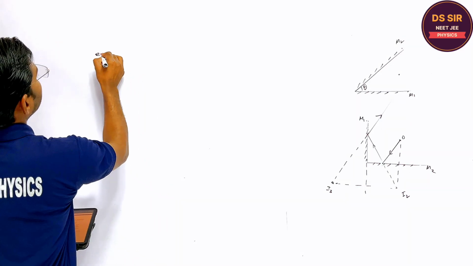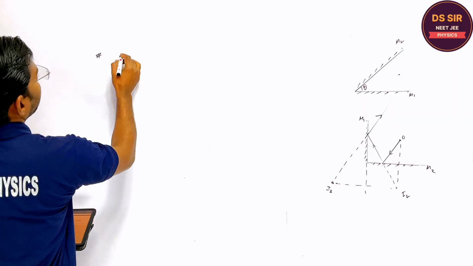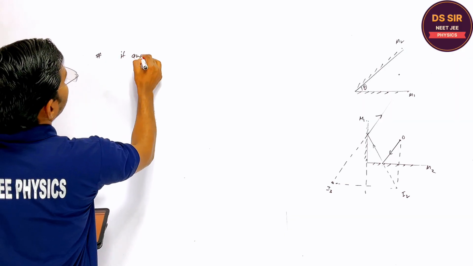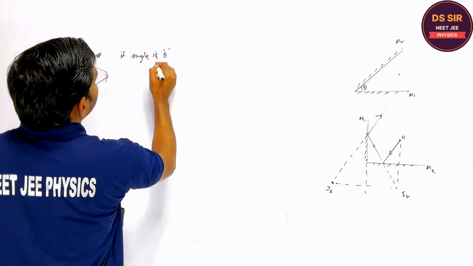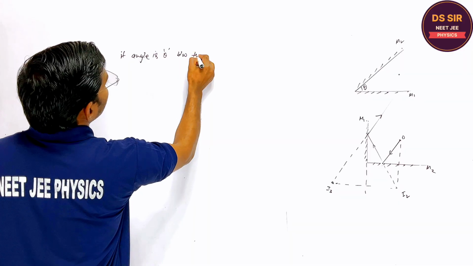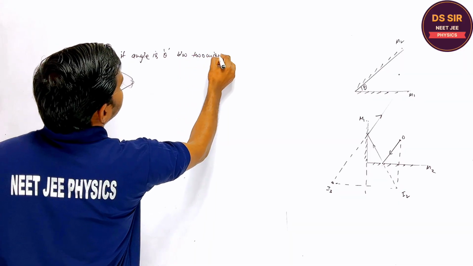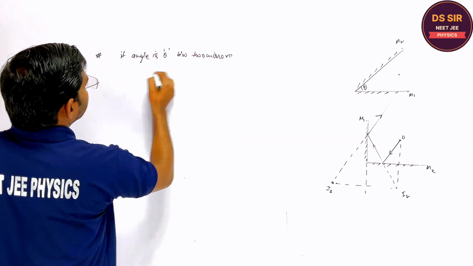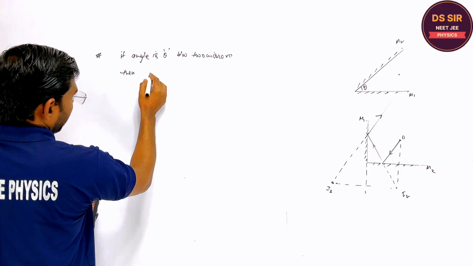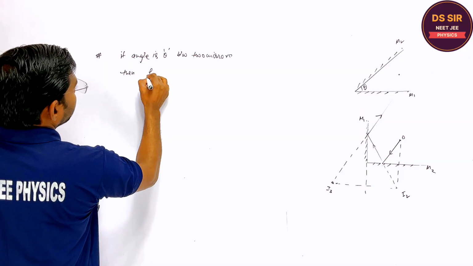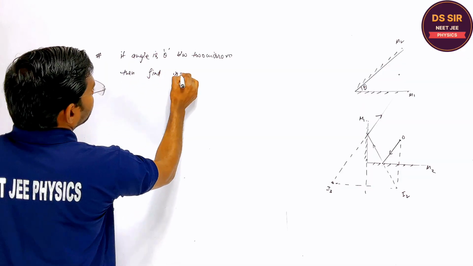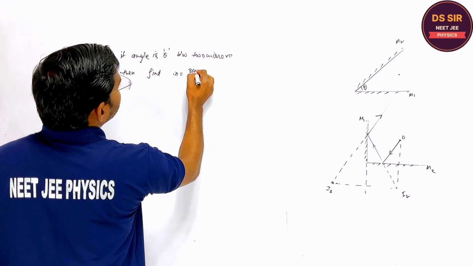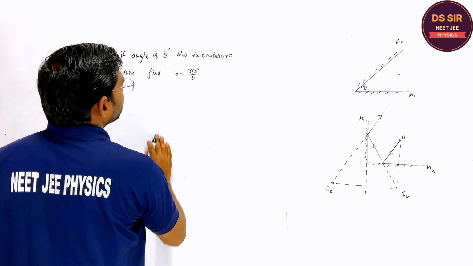If the angle between the two mirrors is theta, then find the quantity n, which is 360 degrees divided by theta, right.